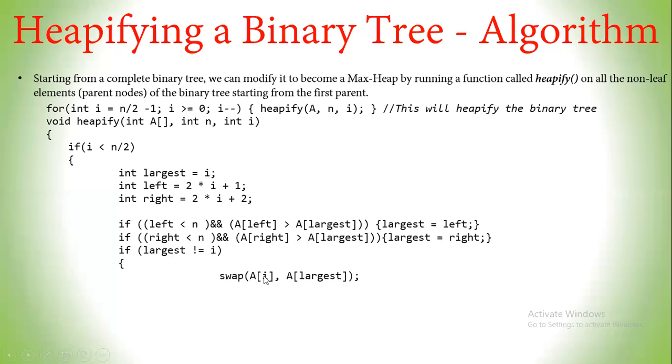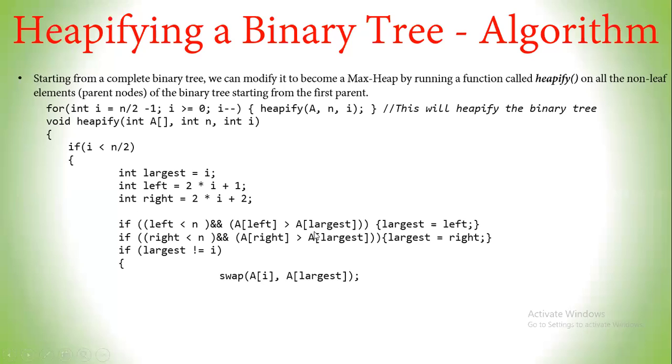We should swap the parent node's value with the largest value. Because largest is not equal to I, largest will be either left or right. For example, assume the largest index is left. If the largest element is not the parent node, we should swap the parent node's value with the left or right, whichever is the largest element.